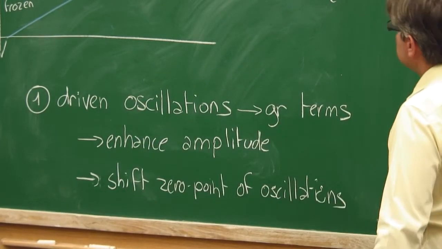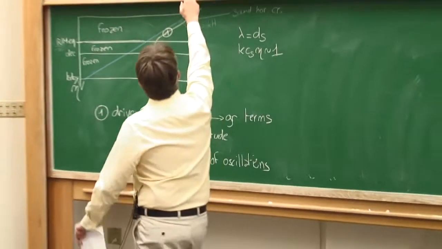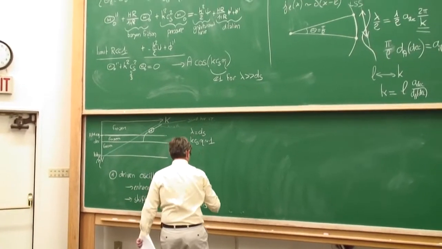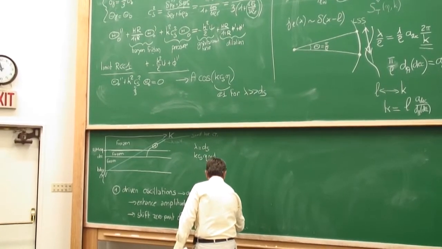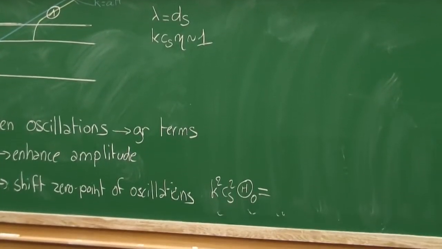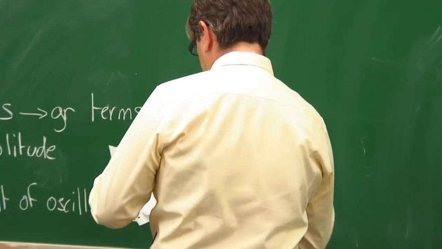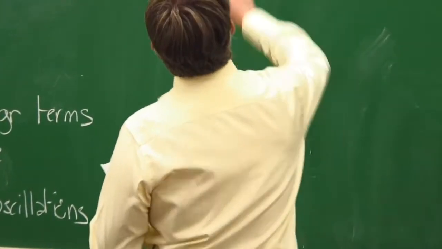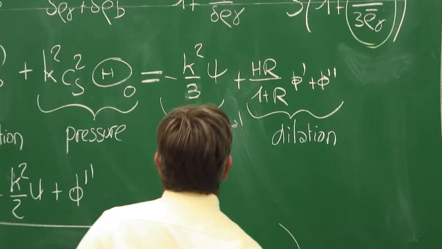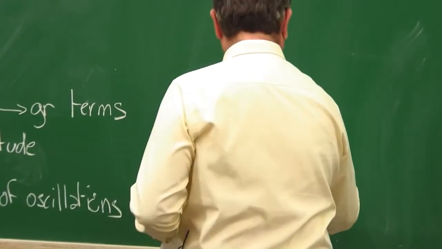And the second one is easy to show in one line. If I want to know the zero point of oscillation, I look at this equation with no derivatives on the left. So I get that k squared c_s squared theta_0 is equal to, now on the right-hand side, the leading term is usually the first one. So I keep only minus k squared over 2. It's a 3, actually. That was a typo. It's a 3. So k squared over 3 of psi.